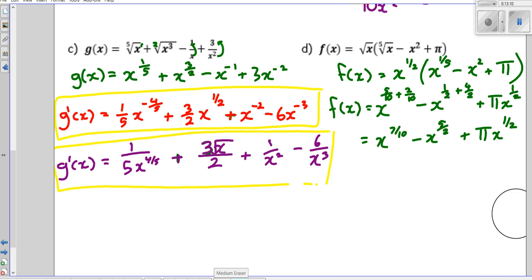Now we're up to finding the derivative. So it's f of x, so we should call it f dash x. Cool, so that's why I'm doing this one in a different colour now. X to the 7/10, what would that become?